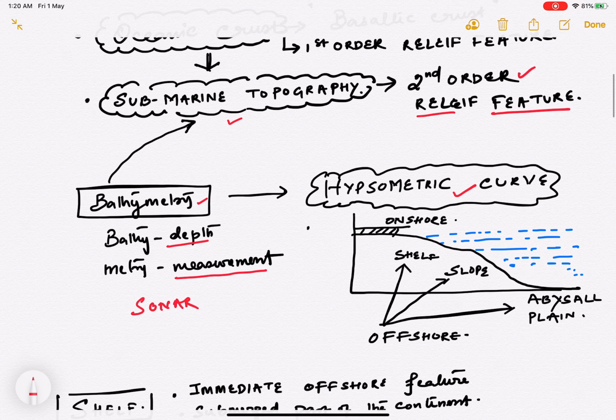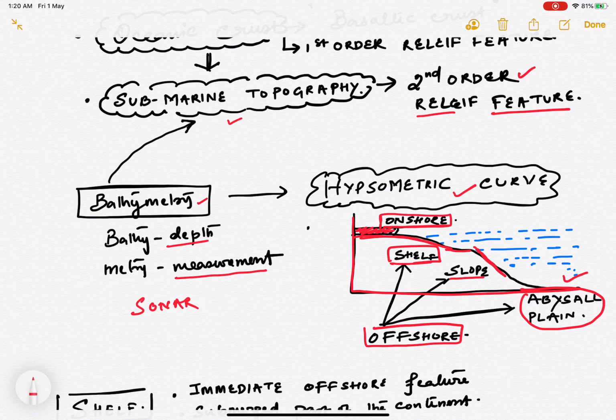What is this hypsometric curve? Just look at this diagram. Here you can see the continental shelf, which is the extension of your continental margin. Next, we have the slope, which is the intermediate between the abyssal plain and the shelf. And last but not least, the abyssal plain, which is your true basaltic crust. Remember, all these three are your offshore features, and the extended continent is your onshore feature. So the hypsometric curve takes into account both onshore and offshore features for studying it.